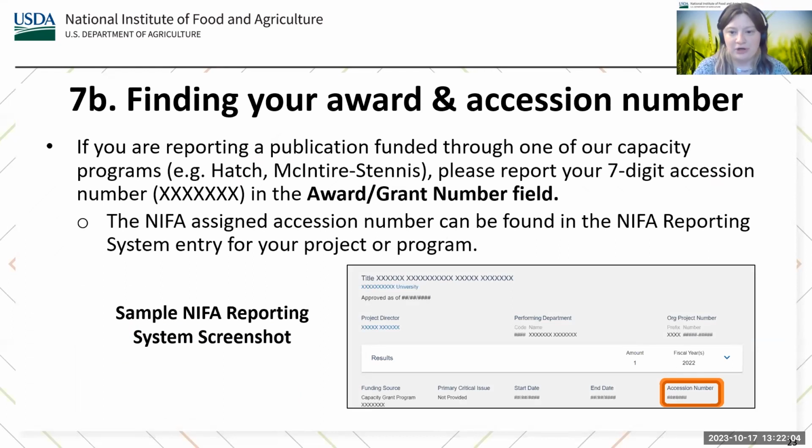Finding your accession number. If you are reporting a publication funded through one of our capacity programs, such as Hatch or McIntire-Stennis, please report your 7-digit accession number in the award grant number field. The NIFA assigned accession number can be found in the NIFA reporting system entry for your project or program. Included is a screenshot of where the accession number is located within the NIFA reporting system.